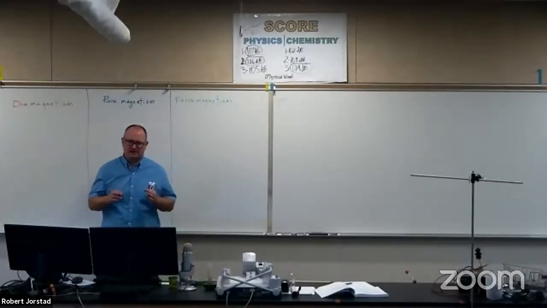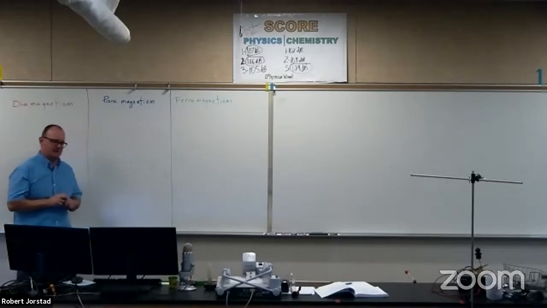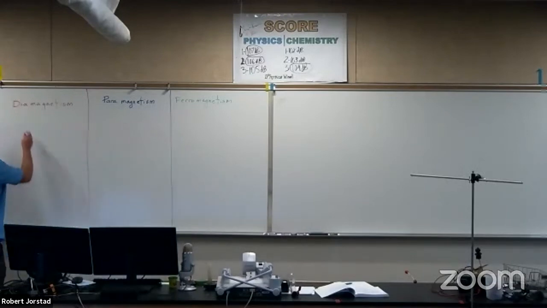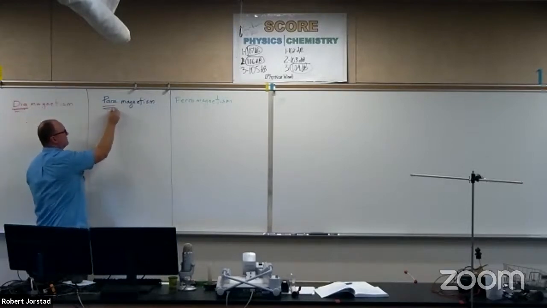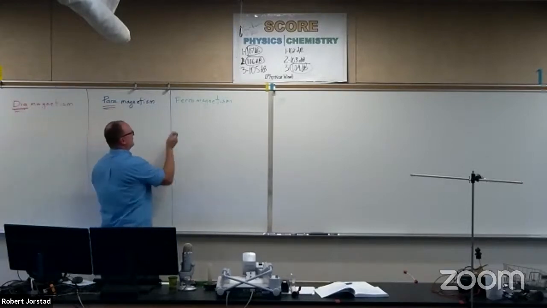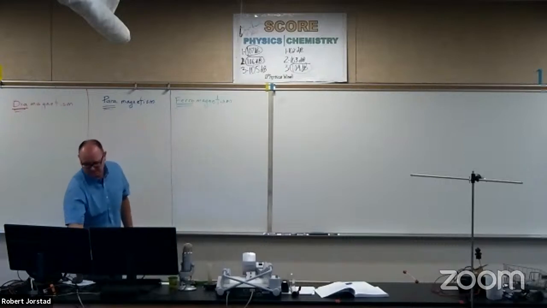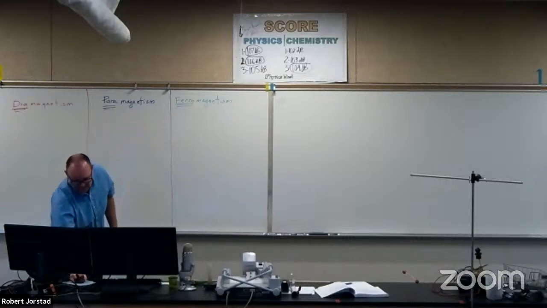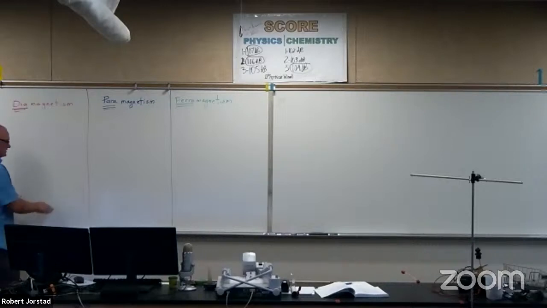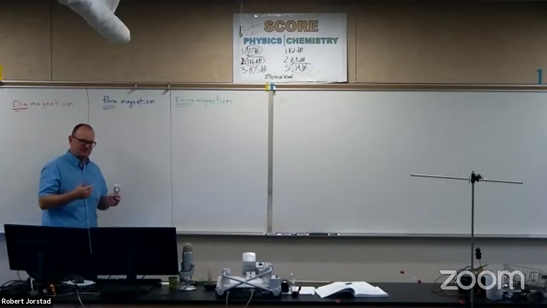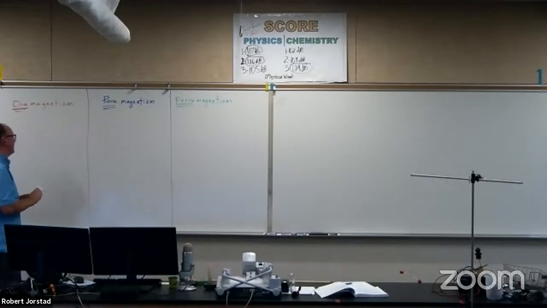Okay, we want to talk about the types of magnetism in this video. We're talking about diamagnetism, paramagnetism, and ferromagnetism. And then we're also going to discuss which of these types of magnetism is present in Earth's magnetic field.